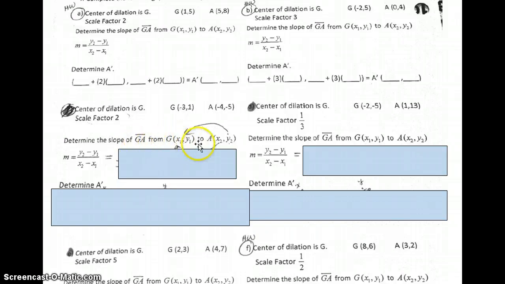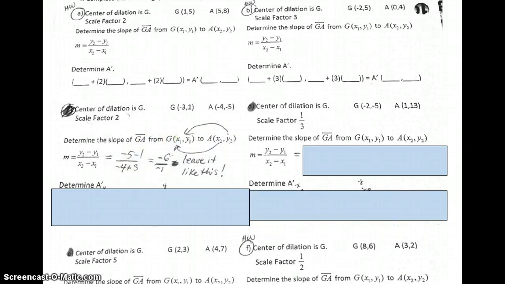GA, from G all the way over to A. So if we let A be the second point, we again would go this y minus this y over this x minus this x. And so if we take that away, let me just move it off to the side. There we go. We get -5 minus -1 over -4 plus 3.